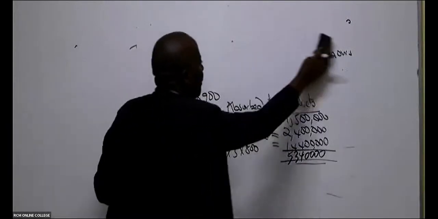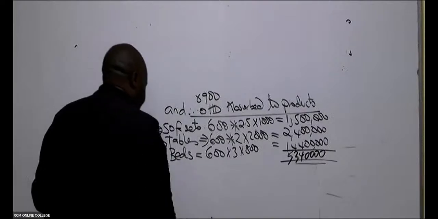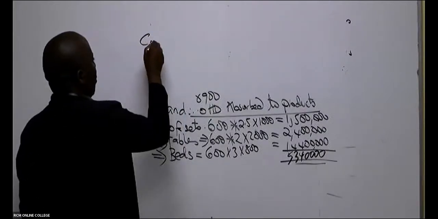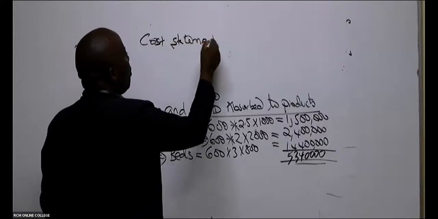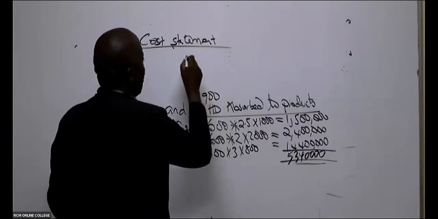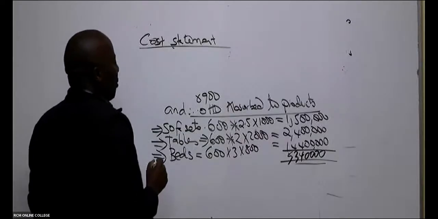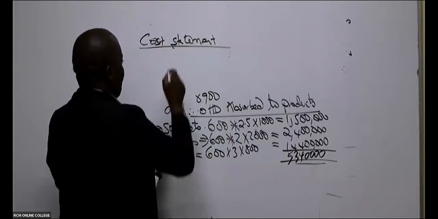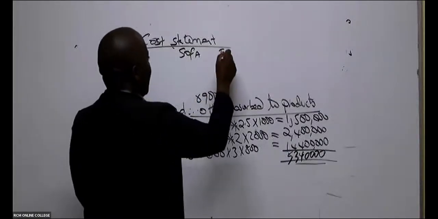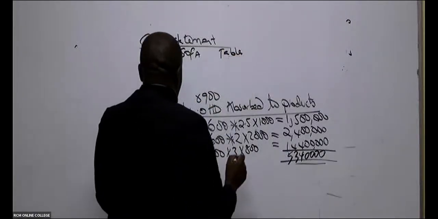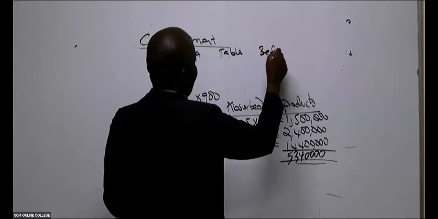Give us cost statement. So give us what we call cost statement. I told you yesterday, ladies and gentlemen, we have 3 products here. We have sofa sets, we have tables, and then lastly, we have the beds.